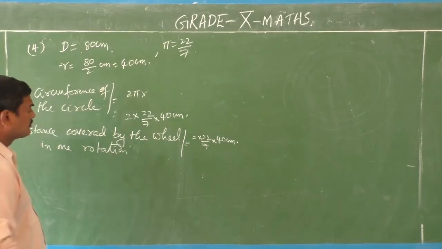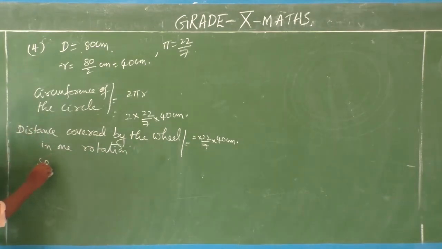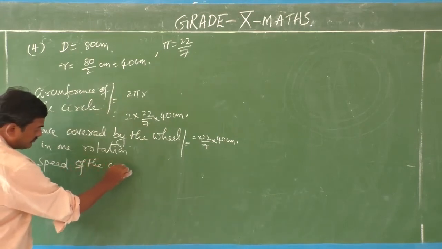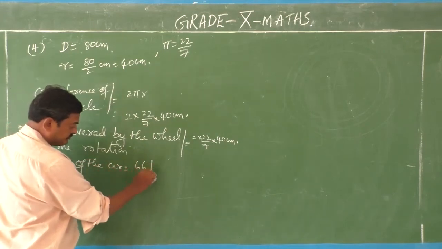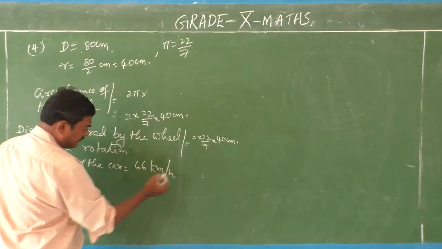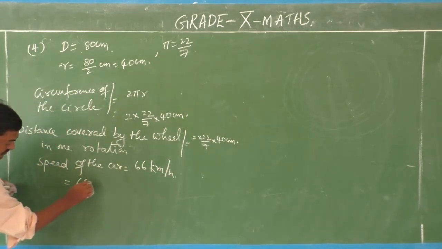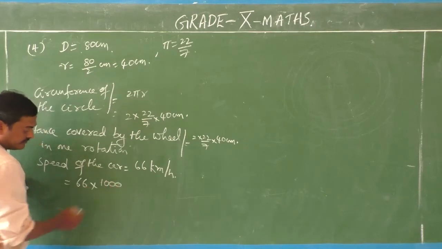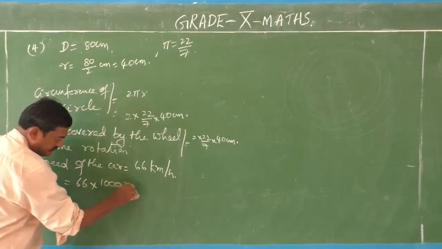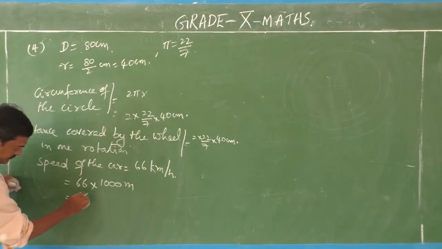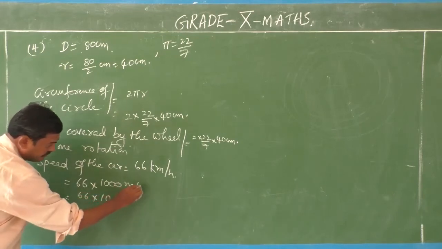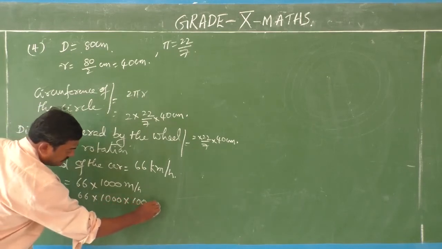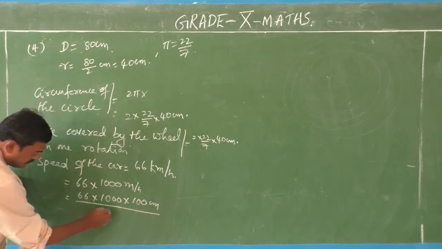Speed of the car is 66 km per hour. That equals 66 into 1 kilometer. How many meters? 1000 meters. Next, 66 into 1000 into 100 centimeters per hour, divided by 60.